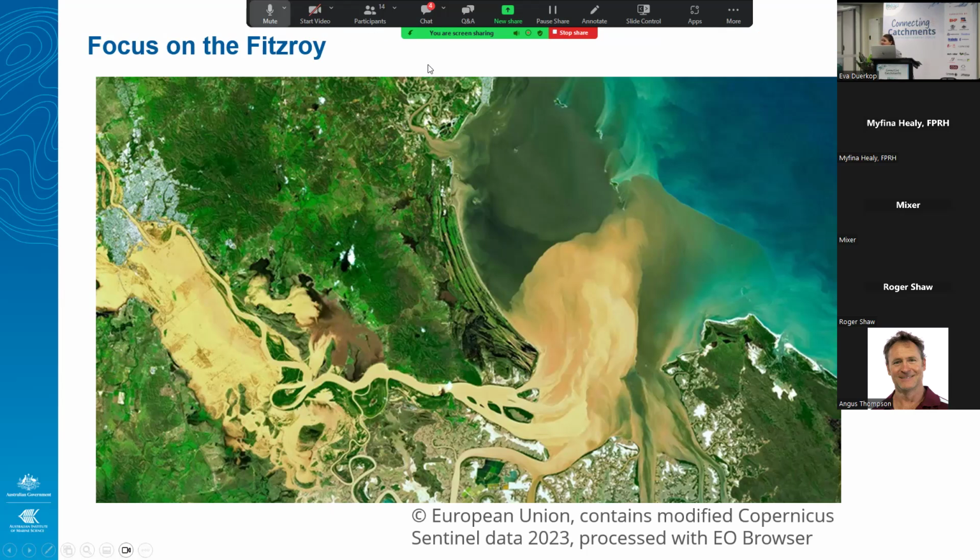So here today we're interested in the Fitzroy. As Eva mentioned, it is one of the largest and hardest working rivers in the country, and certainly in the Great Barrier Reef. There's a lot of agriculture and mineral industry, a lot going on in the Fitzroy catchment, and a lot of water flows through that river. This is a satellite image showing the start of a flood event.